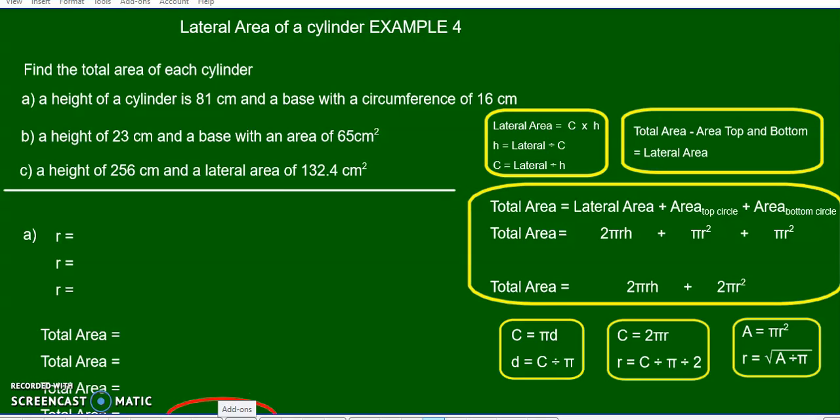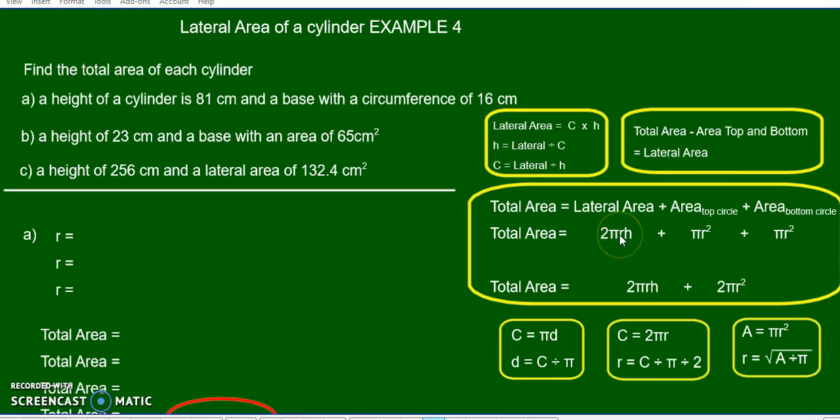Here are three problems involving the lateral area of a cylinder. Question A. The height of a cylinder is 81 and it has a base with a circumference of 16. So in order to find the total area of a cylinder, we need to know the radius and the height. Those are the only two variables we need. So we do know the height, but we do not know the radius.